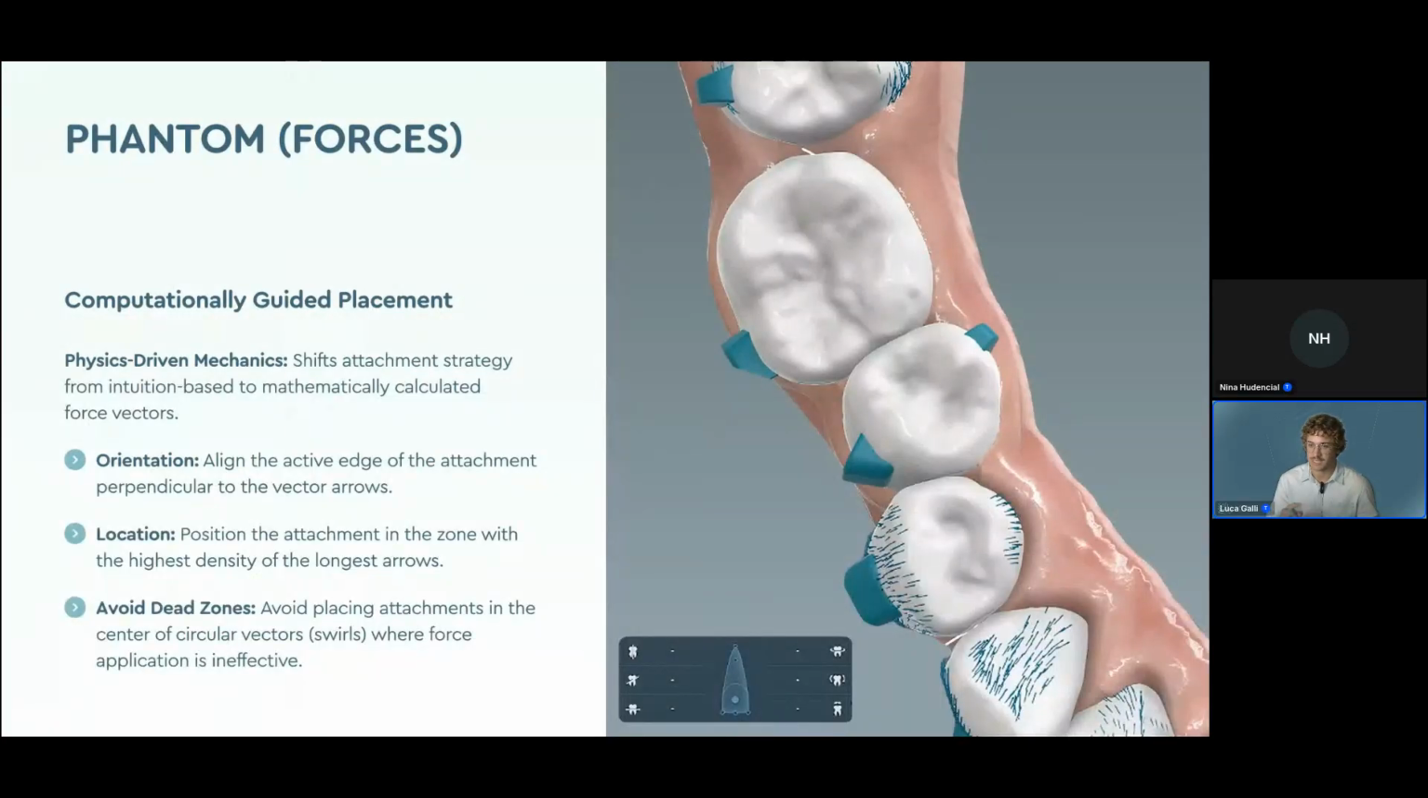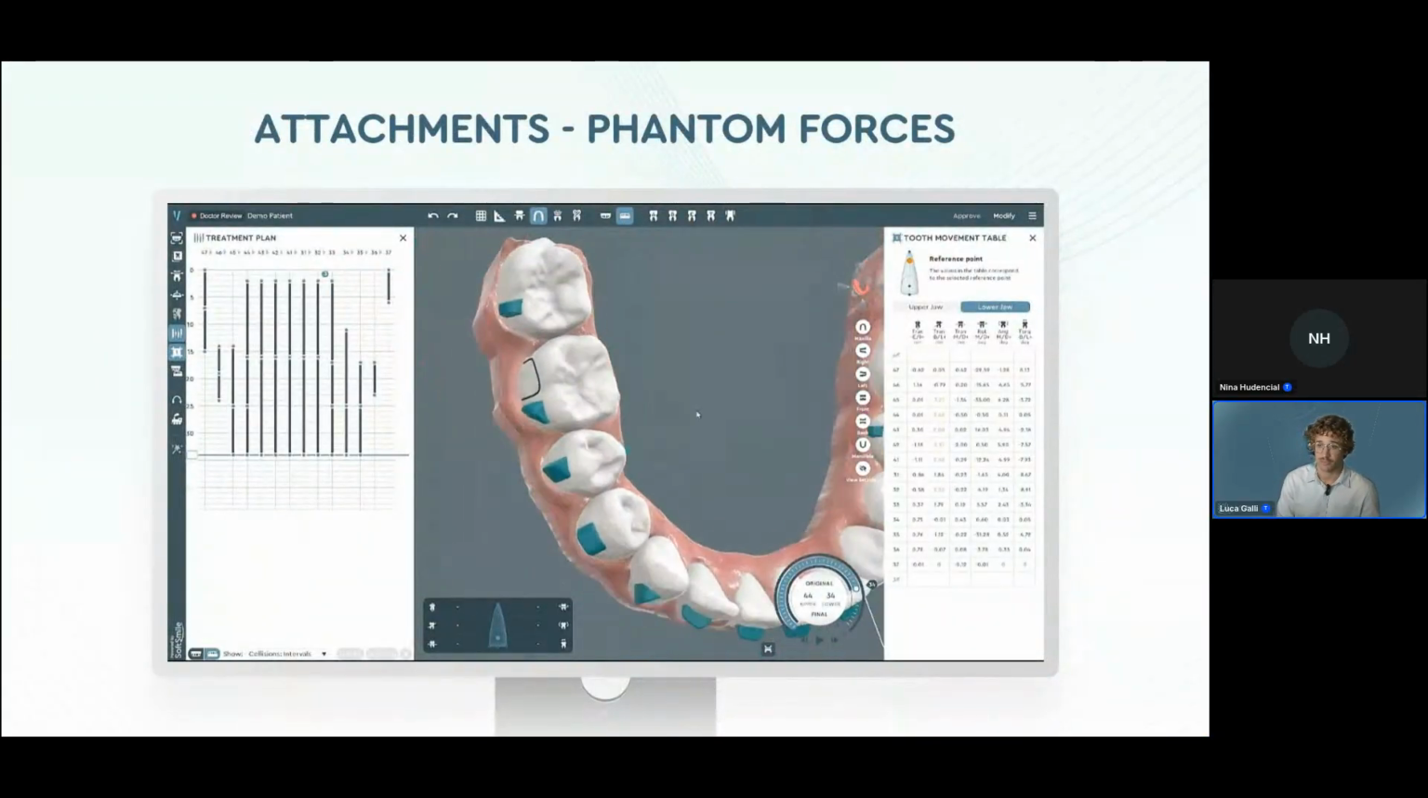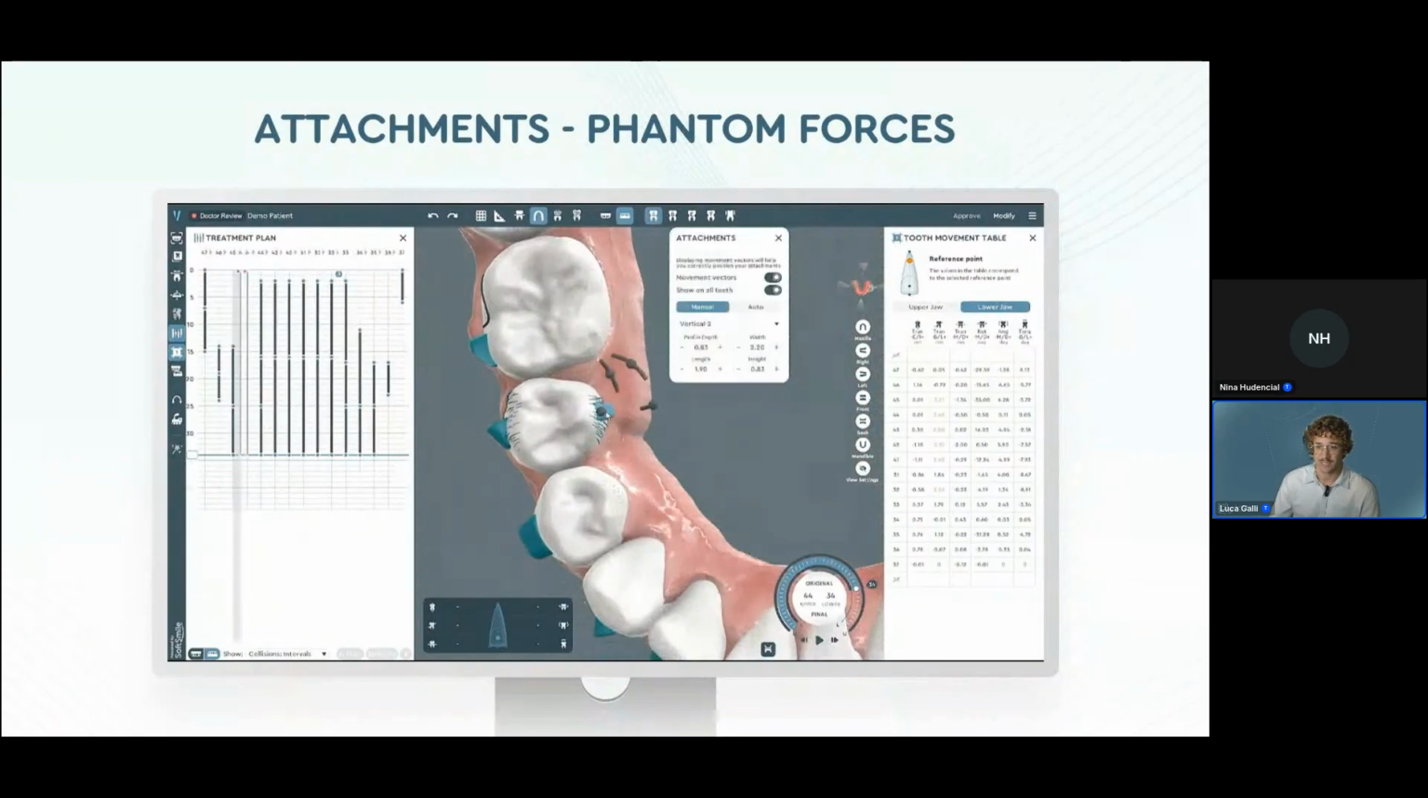If you see, for example, circular vectors or swirls, placing an attachment right on the center usually doesn't help because the net effect there can be inefficient. Look at this severely rotated premolar. As you can see, the software displays the force vector for each aligner step.